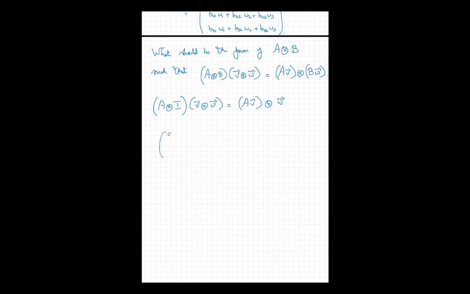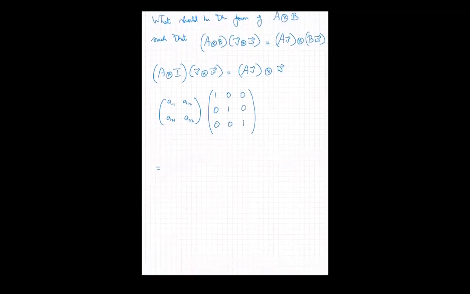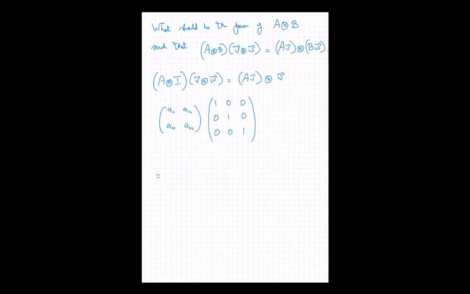So A is A11, A12, A21, A22. And B is an identity matrix in the three-dimensional linear vector space, remember. So 1, 0, 0, 0, 1, 0, 0, 0, 1. The way I calculate this, the product of these would be a 6-dimensional matrix. The way I do this is exactly how I did with the column vector. So I'll take every element of the first and multiply it with every element of the second.